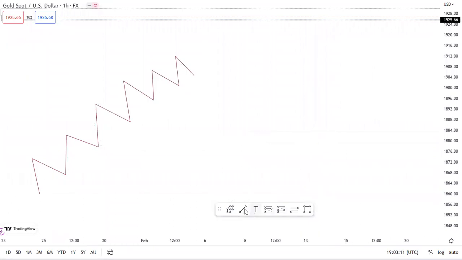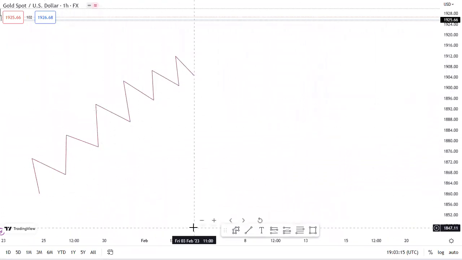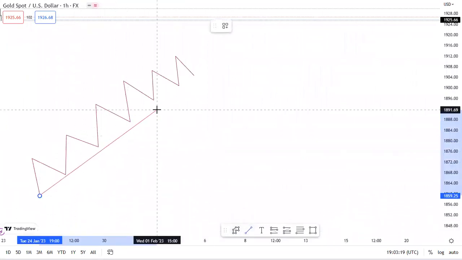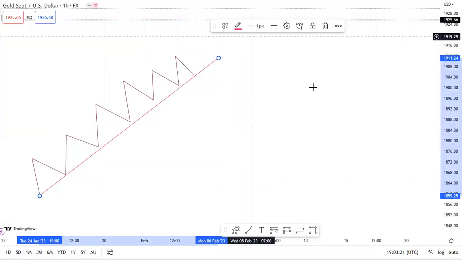Okay, so this is an uptrend. We call this market an uptrend. The market that is going up is called an uptrend. So let me say I have an uptrend there.